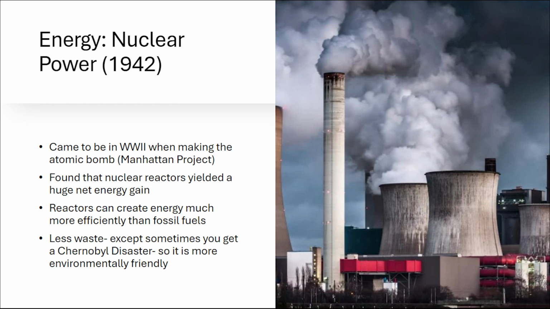Reactors can create energy much more efficiently than fossil fuels, which is even better because fossil fuels aren't helpful to the environment, and it's less waste, except sometimes you get a Chernobyl disaster, but whatever, so it's more environmentally friendly overall.